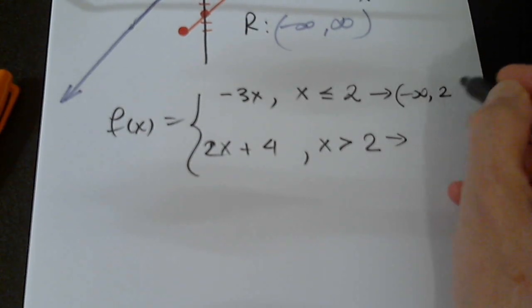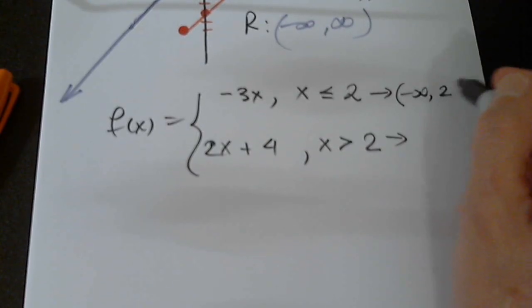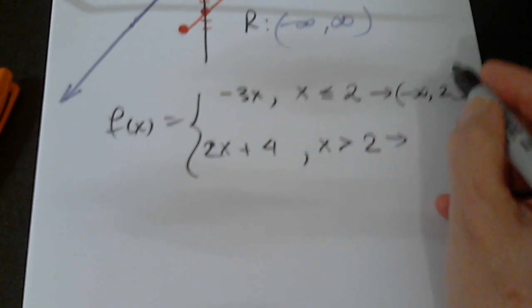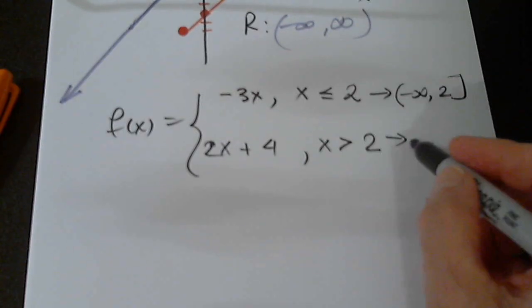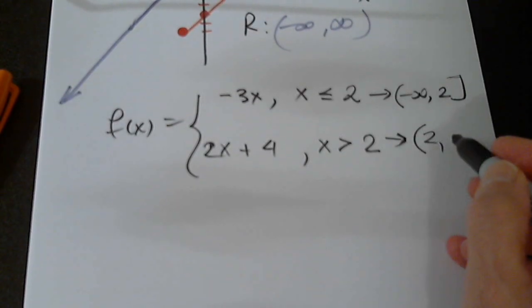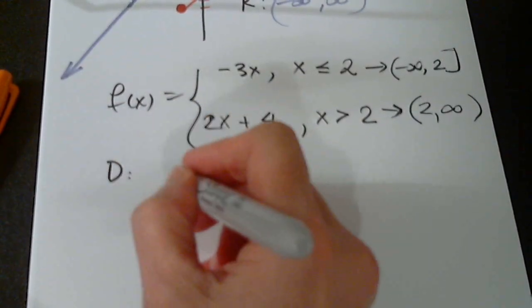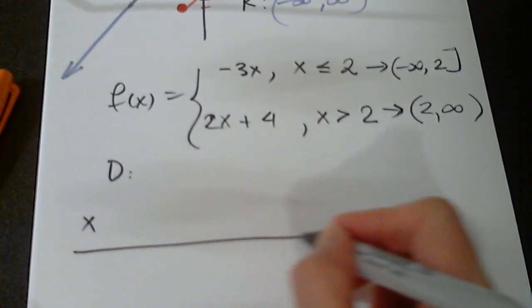2, yes? With what? With a bracket. Thank you very much. Good. And this one? 2, the parentheses, and an infinity. Excellent. Parentheses. Excellent. Can anyone now give us the entire domain of this function?